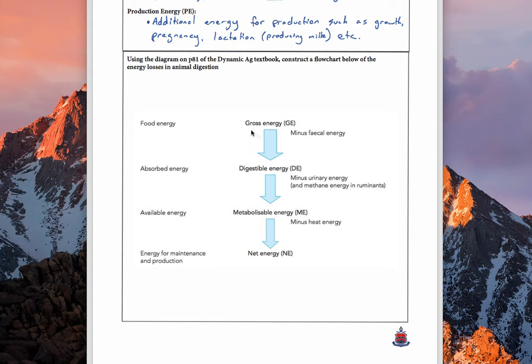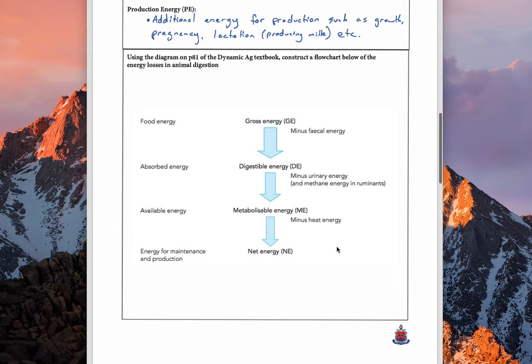So we have, as we said before, up top, gross energy, then you have minus fecal energy, which gives you digestible energy. Once you lose urinary energy and methane, you get metabolizable energy, and then once it goes to the cells, you lose heat energy when it's burnt, and you end up with net energy. It's no coincidence that these arrows are getting smaller, because the total amount of energy in food is a certain amount, and by the time it gets to the energy that they can actually use in their cells, it is a smaller amount because energy is lost along the way.